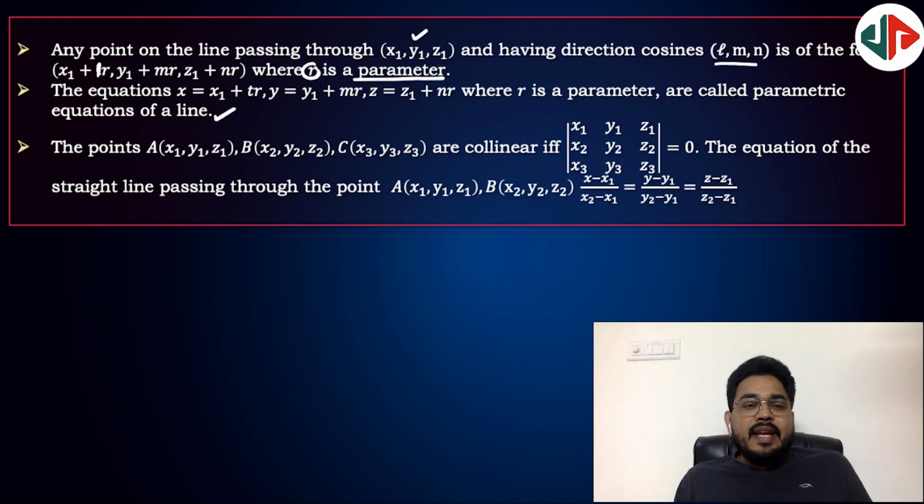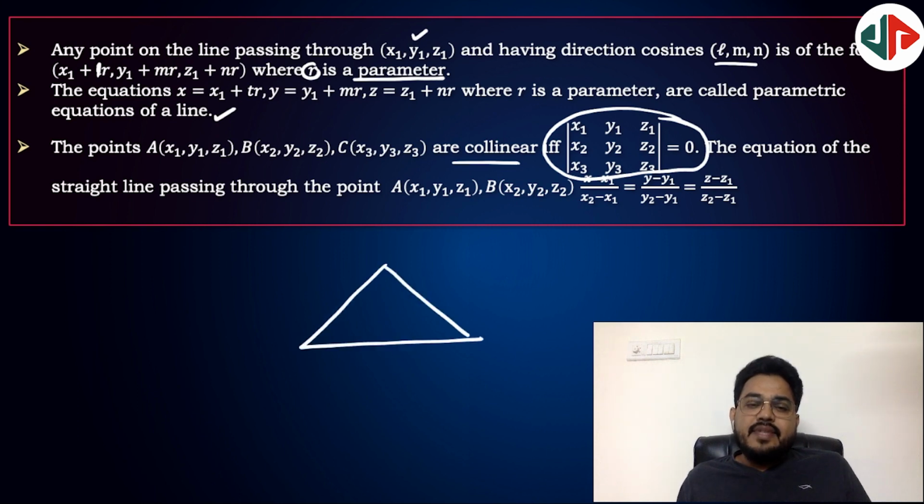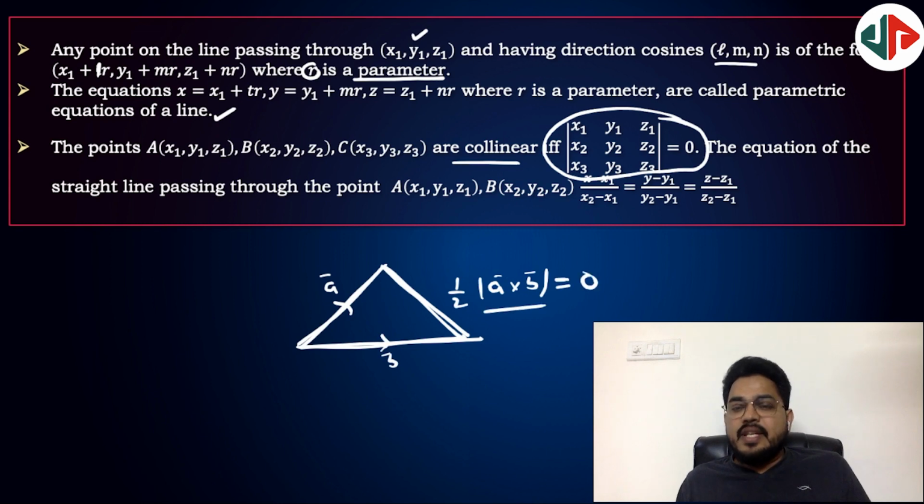The points (x1, y1, z1), (x2, y2, z2), (x3, y3, z3) are collinear if and only if this determinant is equal to 0. Why? This gives us the area of the triangle. Particularly, if these are the three vertices given and someone is asking about the area of this triangle, simply find this as A bar and this as B bar. You can go ahead with half of |A bar cross B bar| to find the area. If this value is equal to 0, those points are collinear.